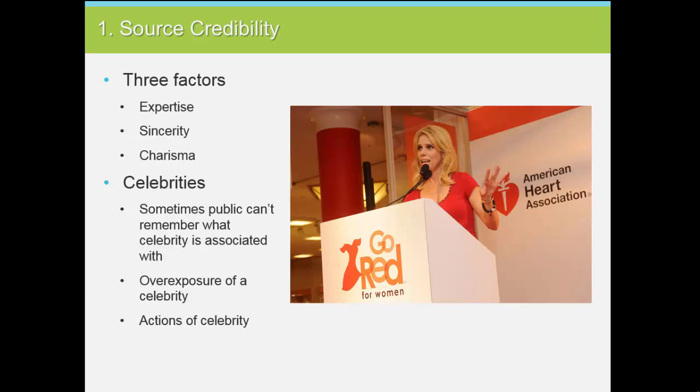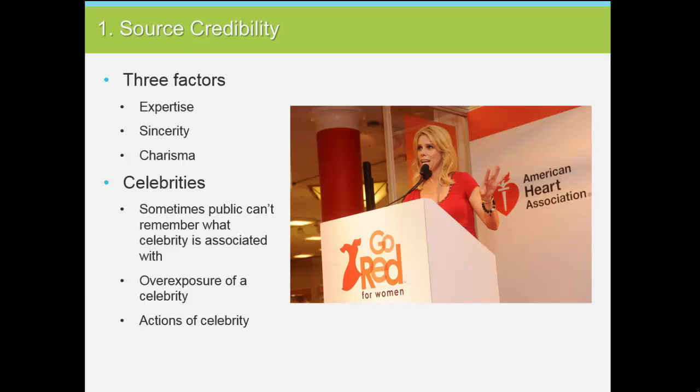For example, the Go Red for Women campaign by the American Heart Association can use doctors to talk to women's organizations about heart disease in women. Doctors offer expertise. You also want the spokesperson to be sincere in order to be credible. Finally, you want them to be charismatic, which might be achieved if the spokesperson is articulate, attractive, and competent.